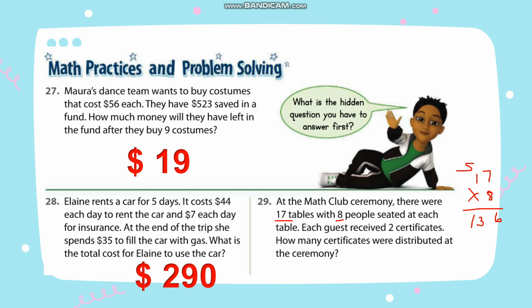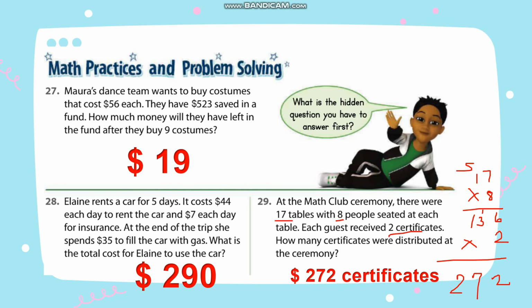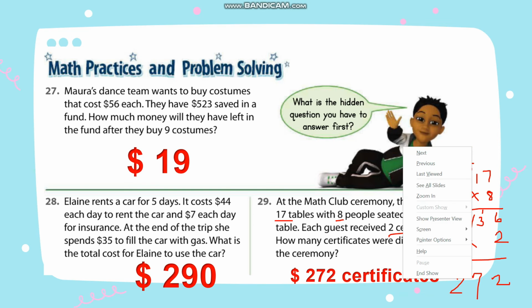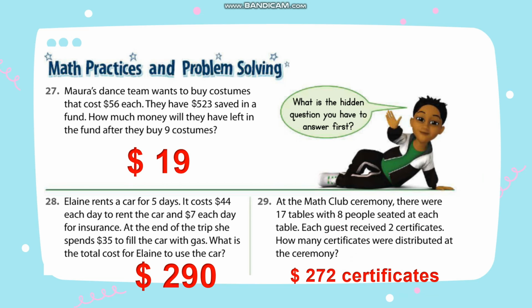If each person received 2 certificates, how many certificates were distributed? So we just simply multiply the answer by 2. So 6 multiplied by 2 is 12, regroup 1. 3 times 2 is 6 plus 1 is 7. Then 2 times 1 is 2. So the total number of certificates is 272.